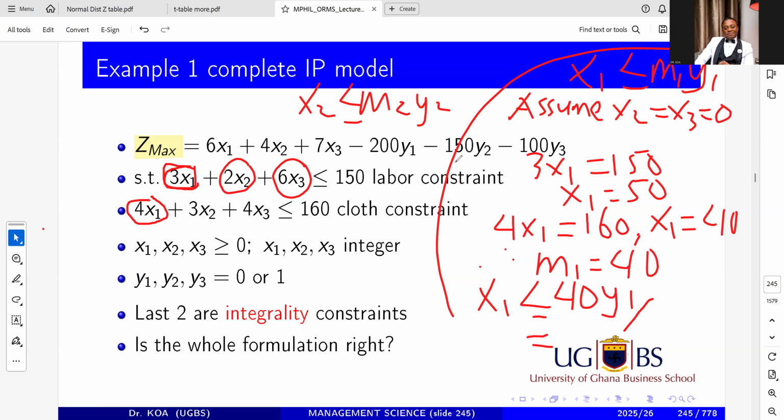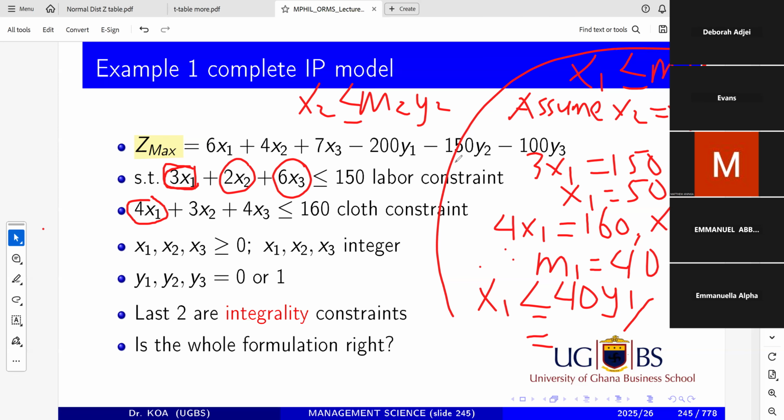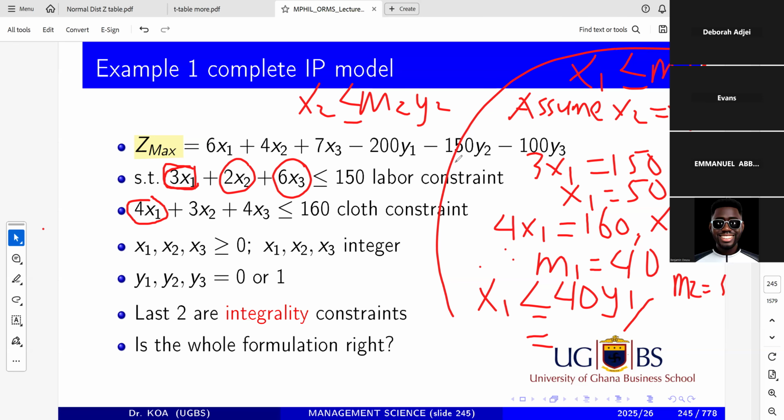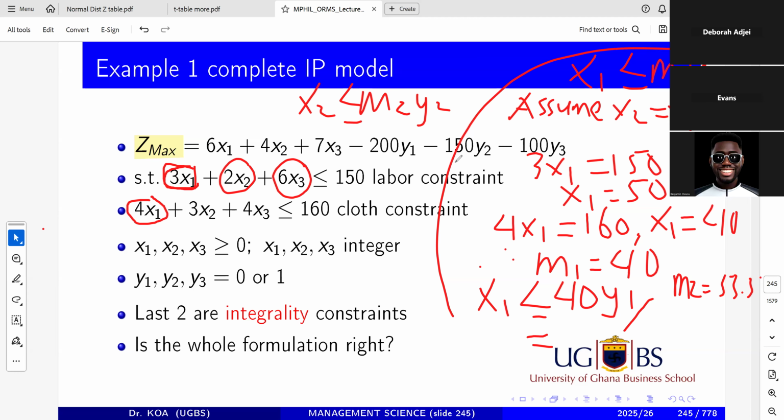Who has found M2? I'll ask you some few questions first. Deborah, what two values did you get? 75 and 53.33. And which one did you use? 53.33. You had 75, right? Yes. Okay, that's correct. So the M2 is actually 53.33, or approximately 53.